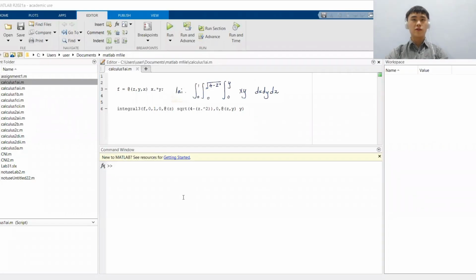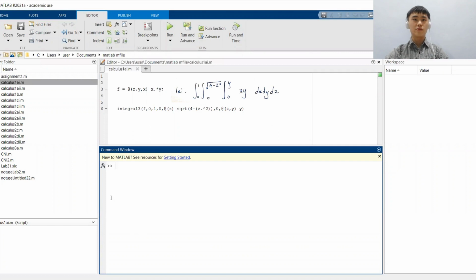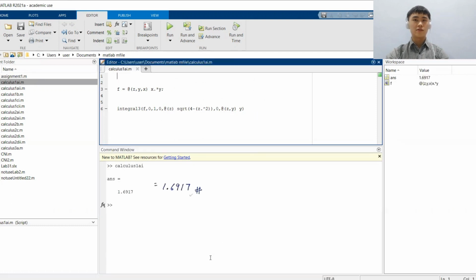This is question 1A1. This is the coding for the equation that we use in manual calculations, which is the triple integral. For z is from 0 to 1, and for y is from 0 to square root of 4 minus z squared, and for x is from 0 to, the result is 1.6917.